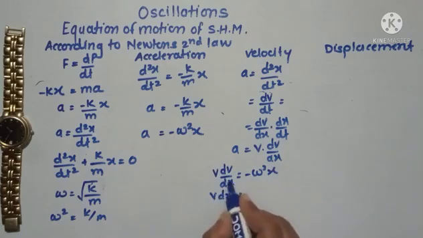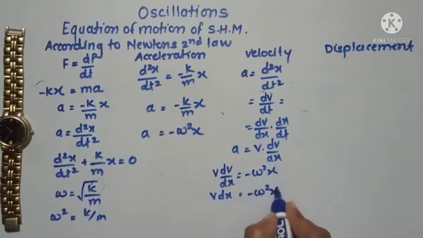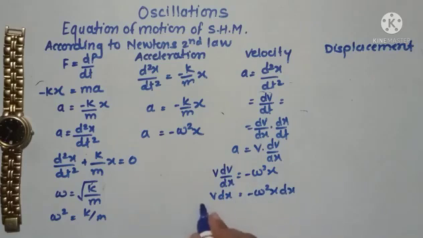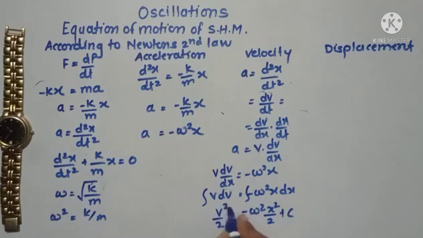If I take dx to the right hand side and integrate this equation, taking integration on both the sides, it will be v dv, not dx. We are going to get v square upon 2 is equal to minus omega square, which is a constant term, x square upon 2 plus c.